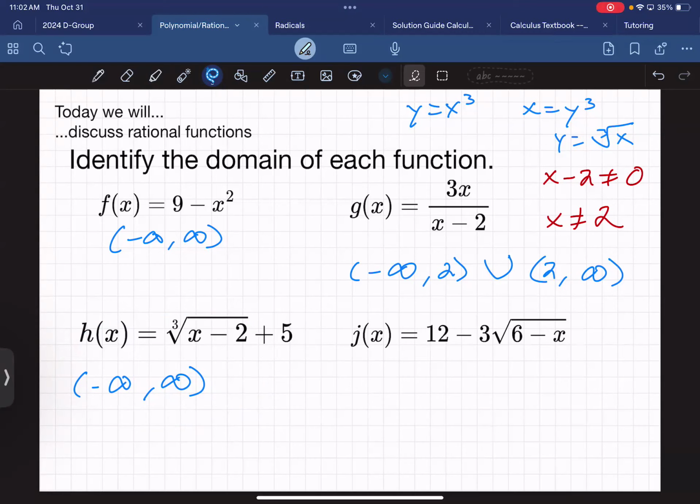What's the difference with j of x? What type of function is j of x? The square root, right? And what is it about square roots we have to be careful of?